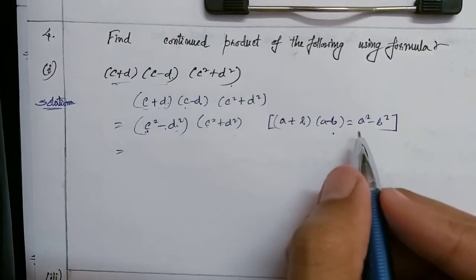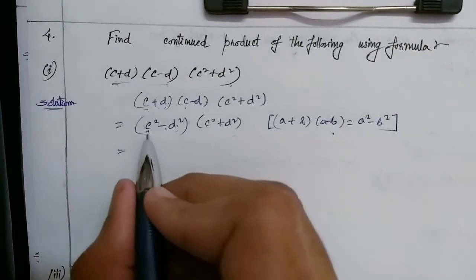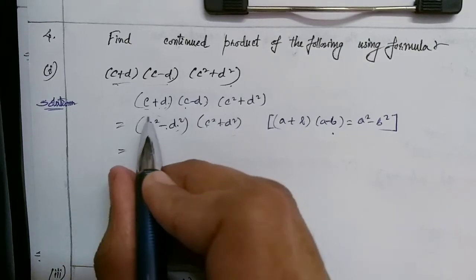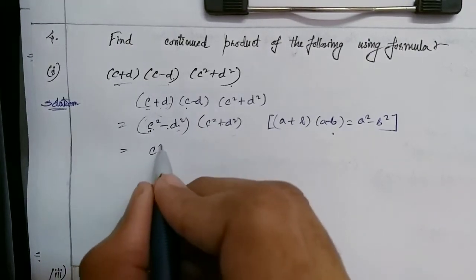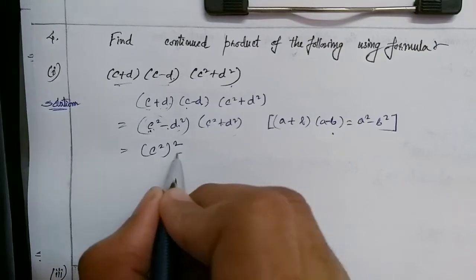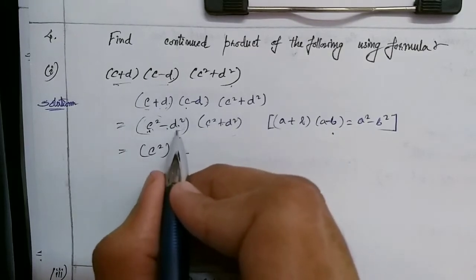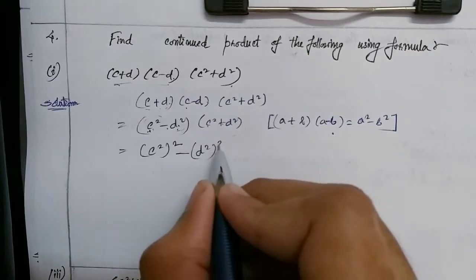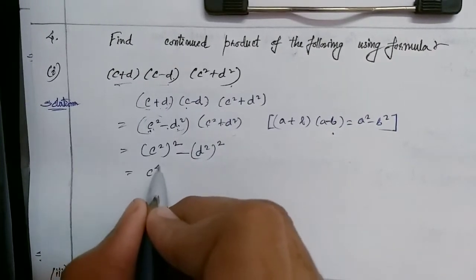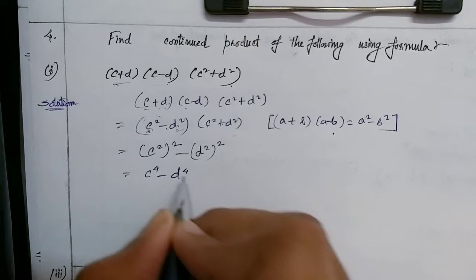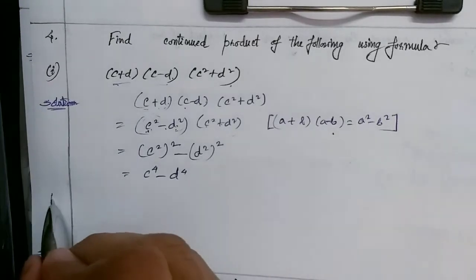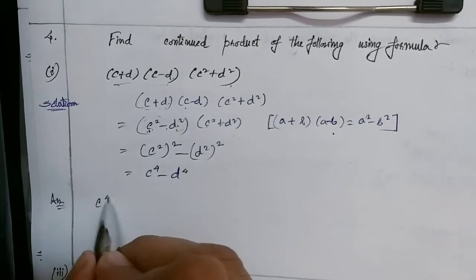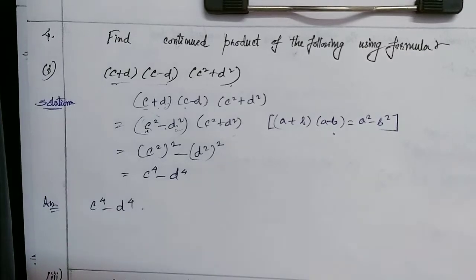So therefore (a - b) into (a + b), again this formula is applicable here. So you are again getting a square minus b square, but for this part c square as a whole behaves as an a, so we are getting (c square) whole square minus d square as a whole behaves as a b, so we are getting (d square) whole square. This will give you c to the power 4 minus d to the power 4. Therefore the answer is c to the power 4 minus d to the power 4.